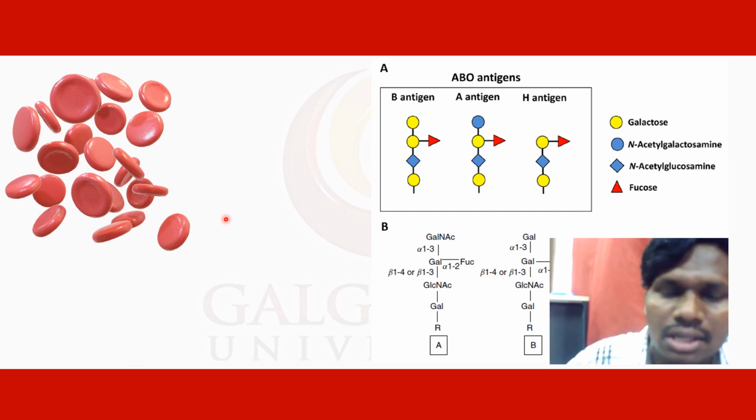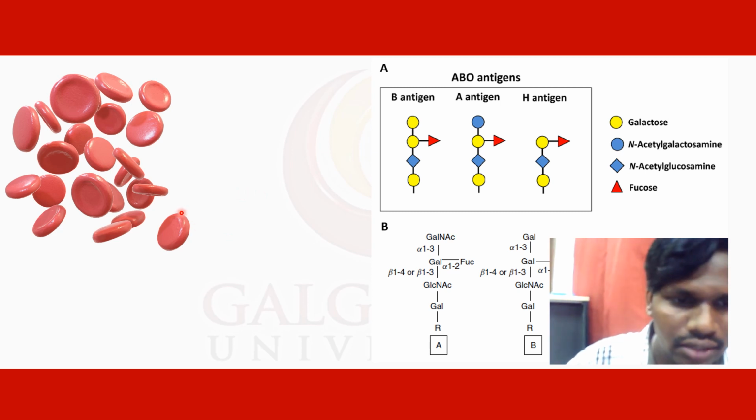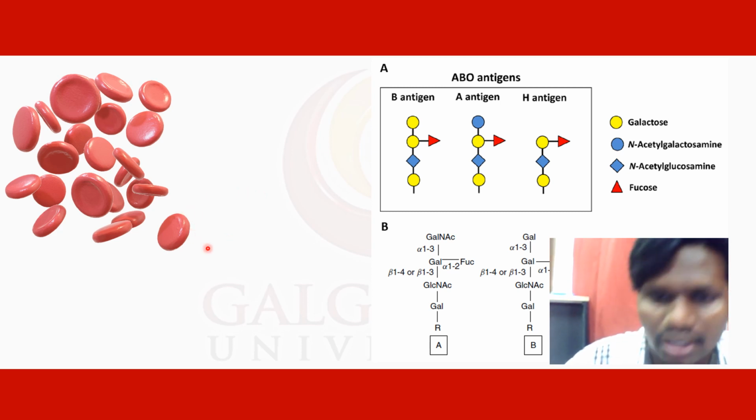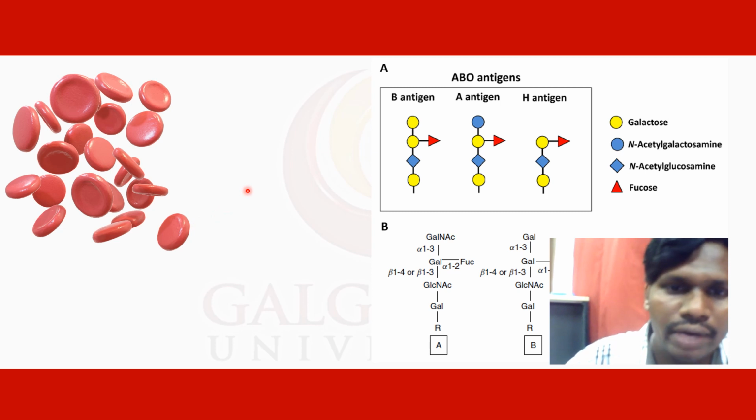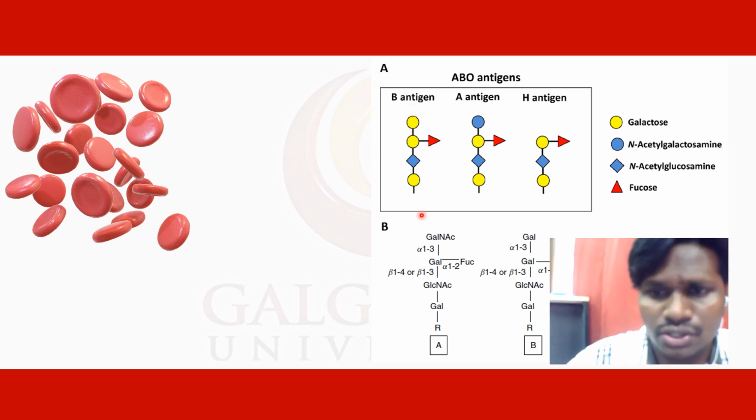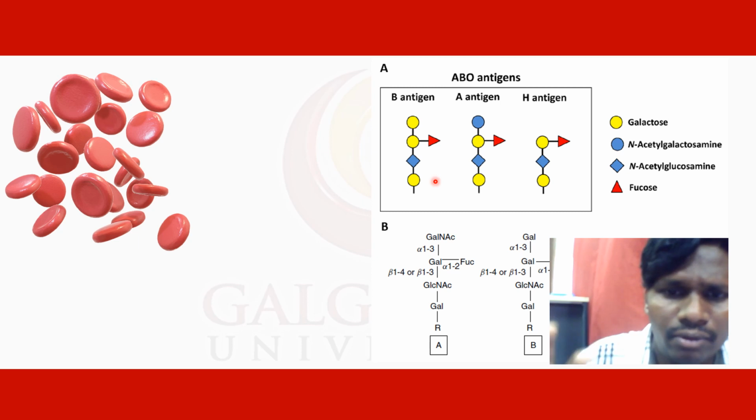On the precursor substance, either A antigen or B antigen will bind. If both are added, one on one side and one on the other side of the RBC surface, that means AB blood group. For example, if A antigen is added on the precursor substance, it is A blood group. If B is added, you call it B blood group.